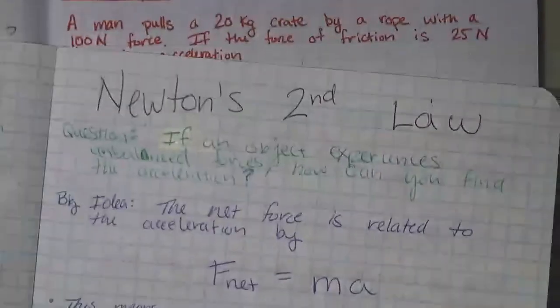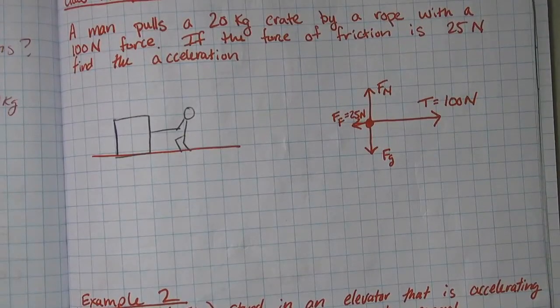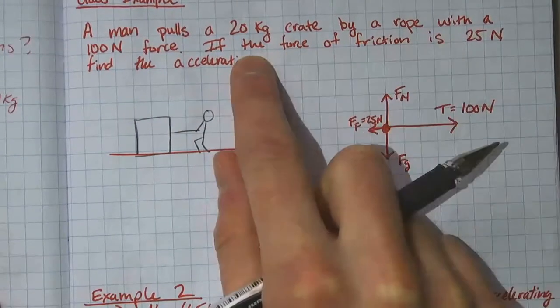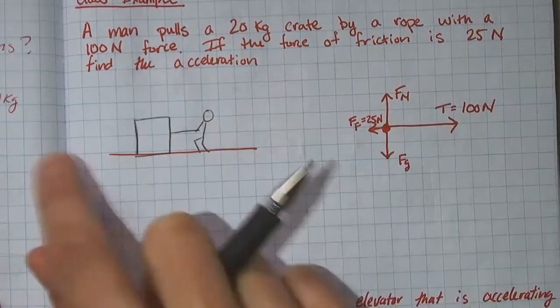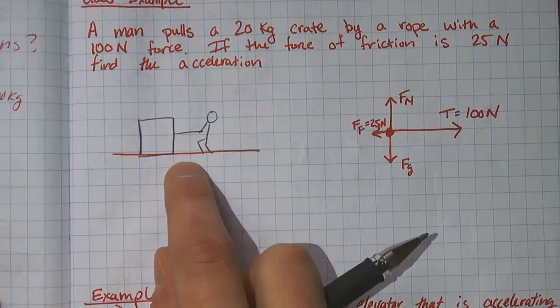Okay, let's take a look at the class examples here. The first one is we have a man pulling a 20 kilogram crate by a rope with a 100 Newton force. If the force of friction is 25 newtons, find the acceleration. So here's just a little drawing of a guy pulling a crate.